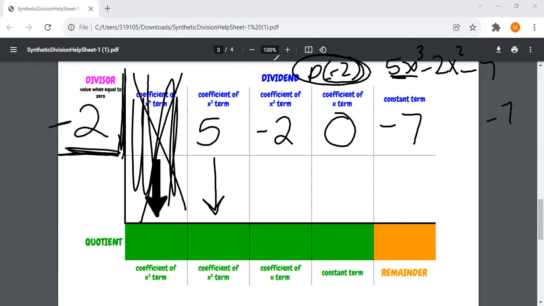So I can go ahead and follow along with what my chart tells me to do. The coefficient of x cubed gets brought down, so it is 5. Now what I need to do is, every term down here, except for the remainder, that's why it's in its own yellow box, every number in this quotient section gets multiplied by my number on the outside. So 5 times -2 is what? -10.